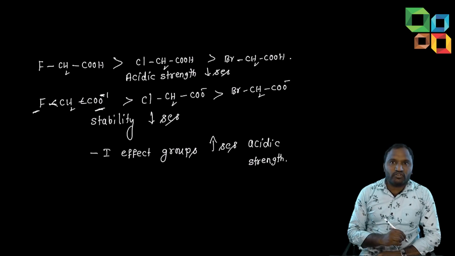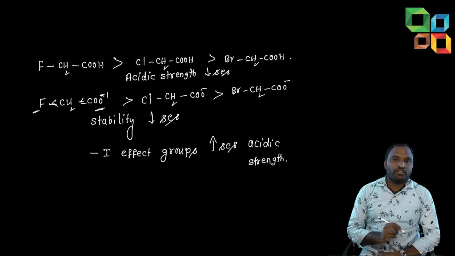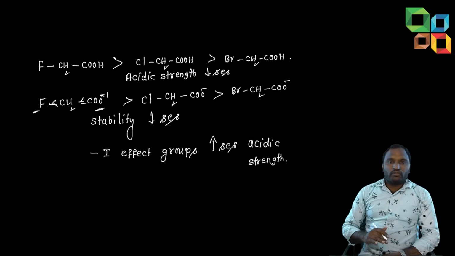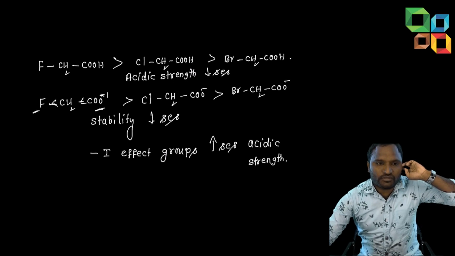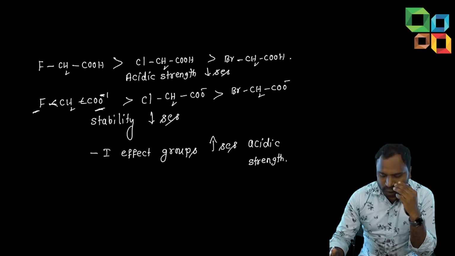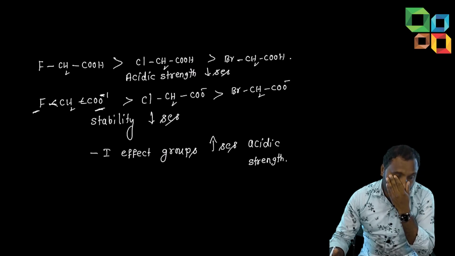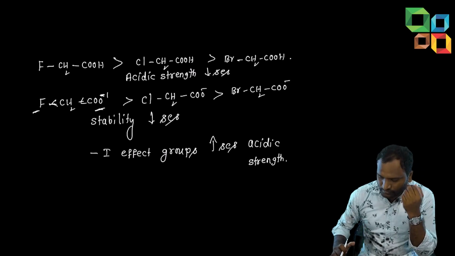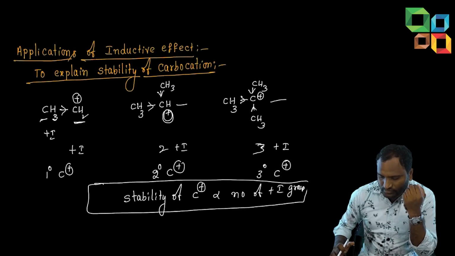5 to 10 minutes I'll give time, students. You revise everything, just overall. Wherever you get doubt, please ask me now only. Sir, for that S and R configuration of two chiral carbon atoms, can you explain that again, sir?